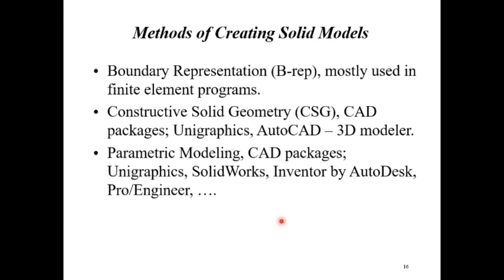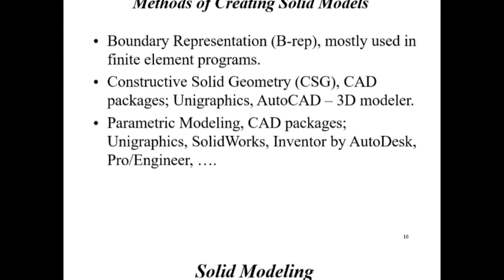Now, methods for creating solid models: how can solid models be created? These are the methods: boundary representation, constructive solid geometry, and parametric modeling. In AutoCAD 3D modeler, constructive solid geometry techniques are used. And in SolidWorks, Unigraphics, Autodesk Inventor, or Pro-E, these CAD tools use parametric modeling. So what is the difference between B-rep, CSG, and parametric modeling? We can see that in the consecutive slides.